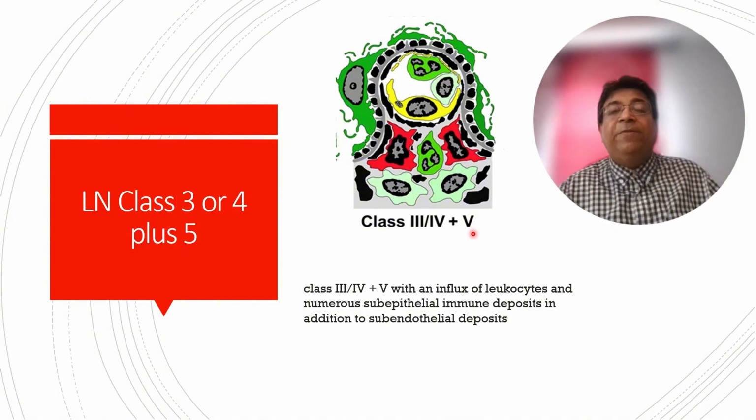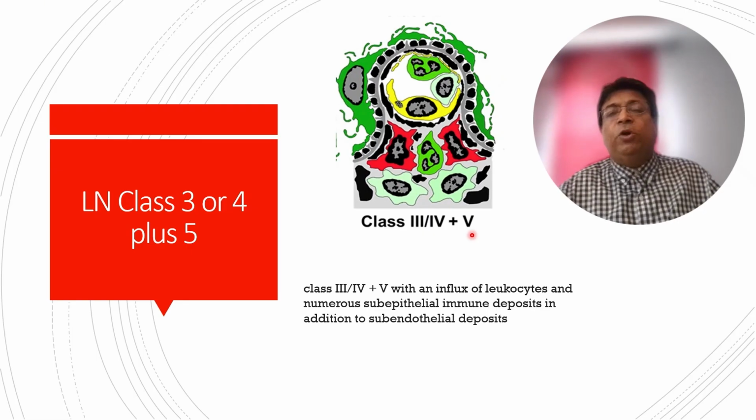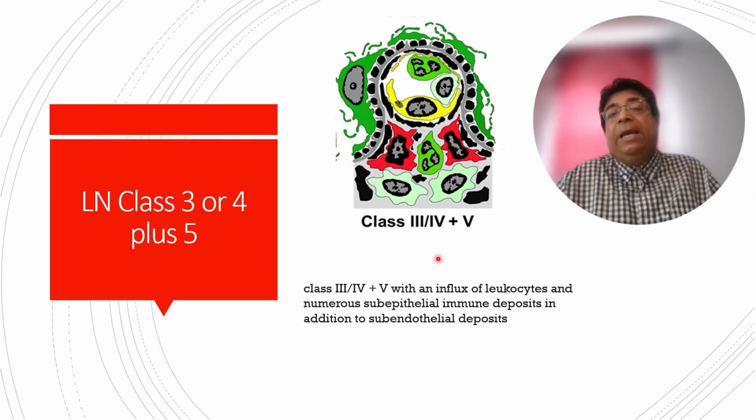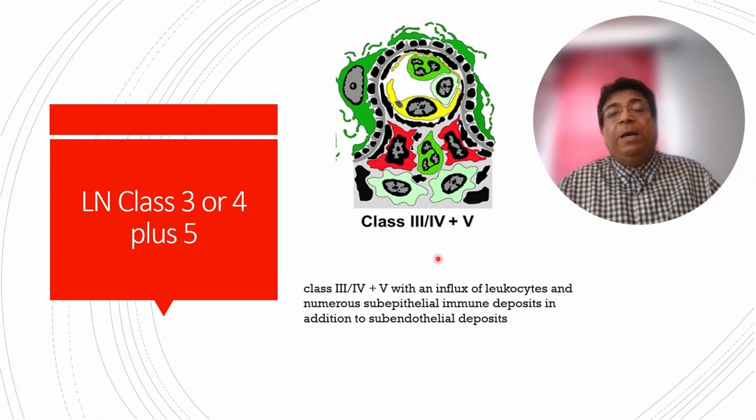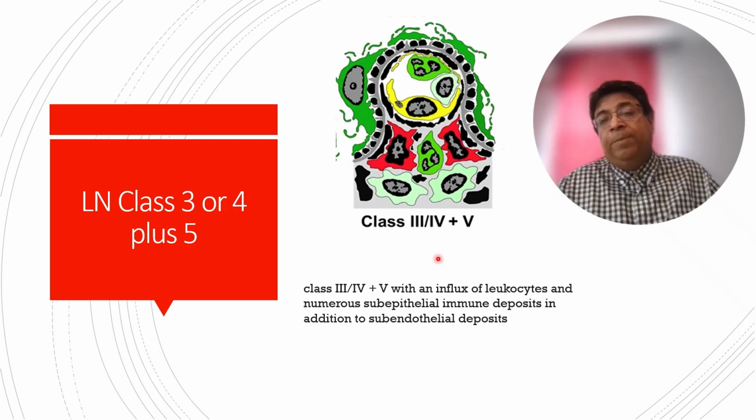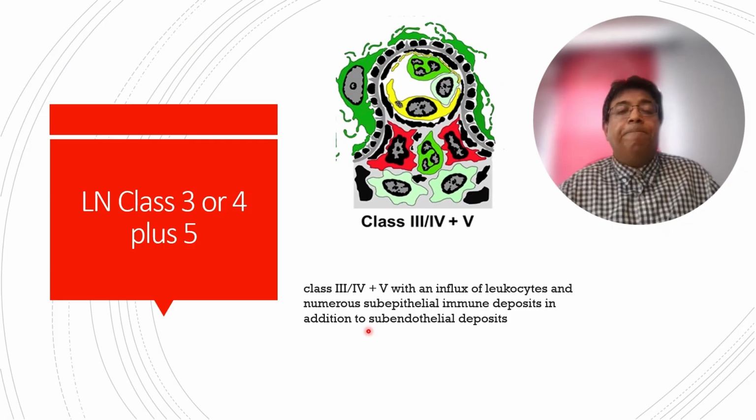And class 5 is membranous lupus nephritis. And membranous, and we'll talk about this in the final talk of the board review series, which is the 8th talk, membranous nephropathy is characterized by subepithelial immune complexes. And there are many reasons why you can develop membranous nephropathy. Lupus is one of them.